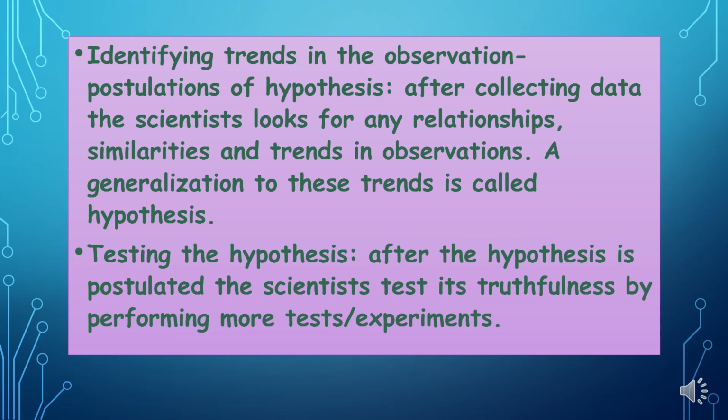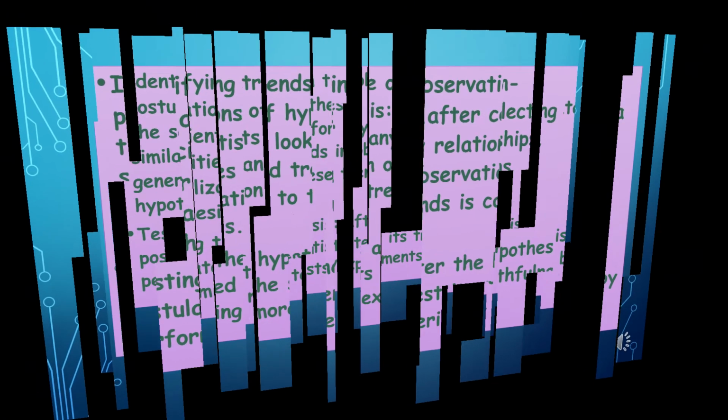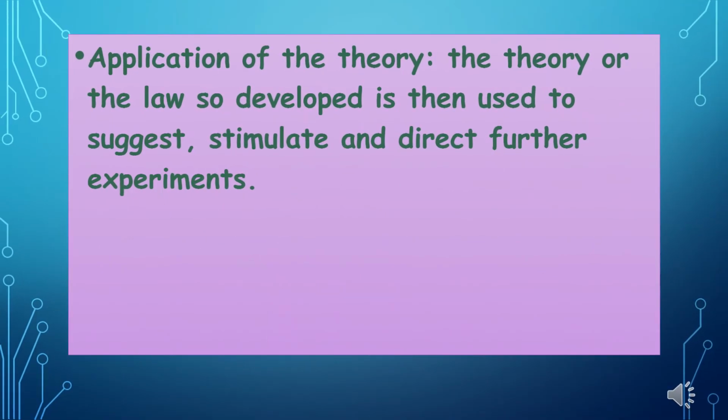Fourth, testing the hypothesis. After the hypothesis is postulated, the scientist tests its truthfulness by performing more tests and experiments. Fifth, application of theory. The theory or the law as developed is then used to suggest, stimulate, and direct further experiments.